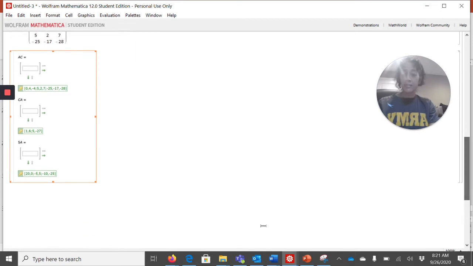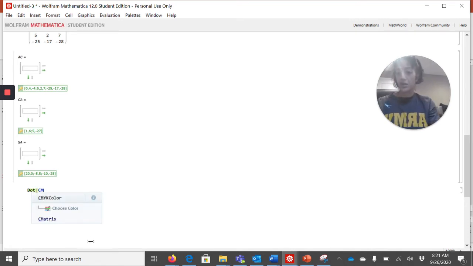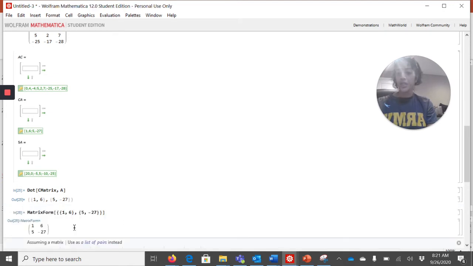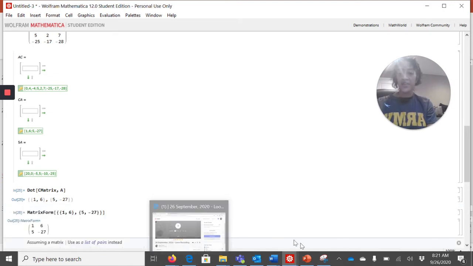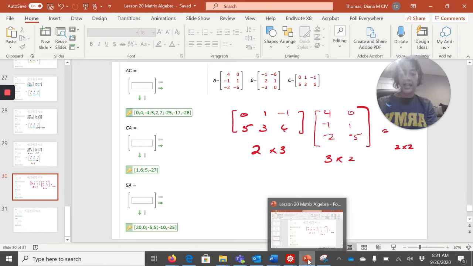So now let's look at some of the other problems. C times A. You saw how difficult it was for me to do that. C matrix. There it is. Dot A. Shift enter. And I just want it to display as a matrix. There it is: 1, 6, 5, negative 2. If you go back and look at it, 1, 6, 5, negative 2. There's the answer.